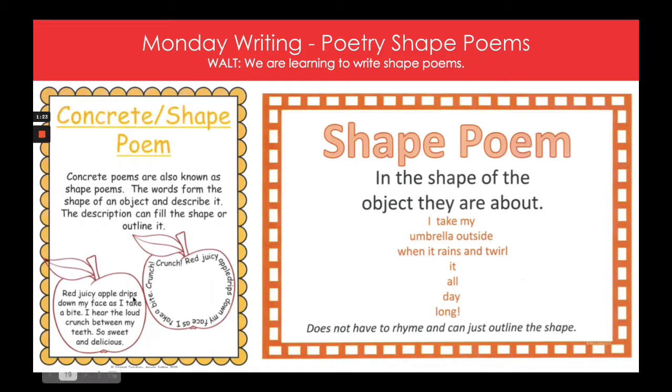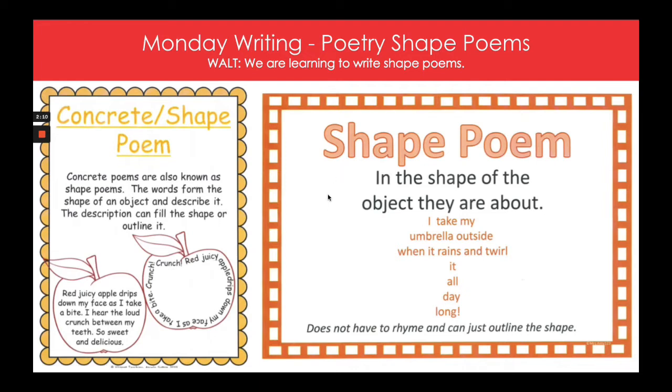So down here they've given us an example. They've said, red juicy apple drips down my face as I take a bite. I hear the loud crunch between my teeth, so sweet and delicious. They've done their poem inside the shape of the apple. To the right, they've done another example with the same object, the apple, but they've done it on the outline this time. So they've said, red juicy apple drips down my face as I take a bite. Crunch, crunch.